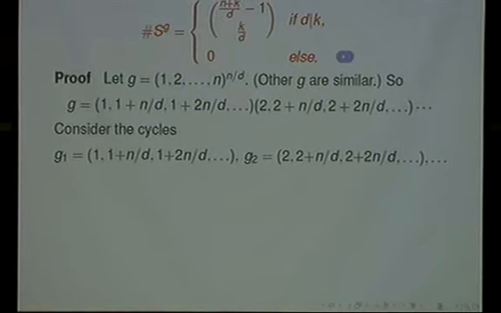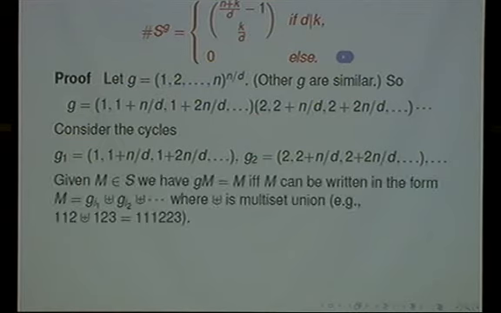So G1, sometimes I'm going to use just for the set of numbers, 1 plus n over d, 1 plus 2n over d. So what does it mean to be fixed? I claim it means the following. An element is going to be fixed if and only if it can be written as a multi-set union of these cycles, G1, G2. By multi-set union, I mean you're counting things with multiplicity, right? So if I take 1, 1, 2, multi-set union 1, 2, 3, I have 3 total 1s, 2 total 2s, and a 3.